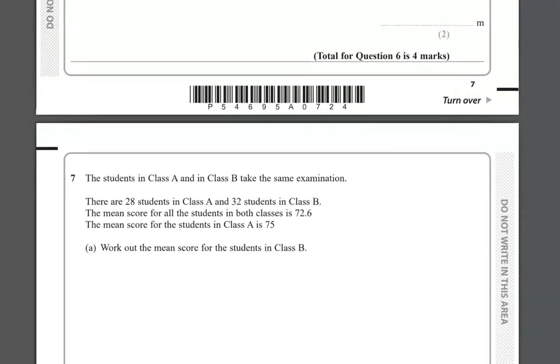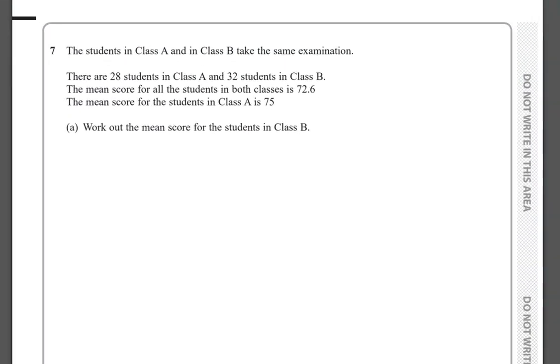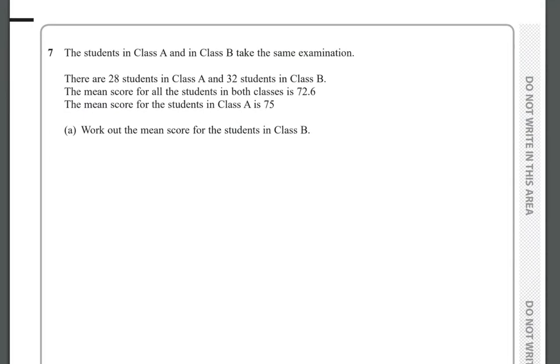Going to keep going. Number 7. Students in Class A and Class B take the same exam. 28 students in Class A and 32 students in Class B. The mean score for all the students in both classes is 72.6. The mean score for the students in Class A is 75. Work out the mean score for the students in Class B.